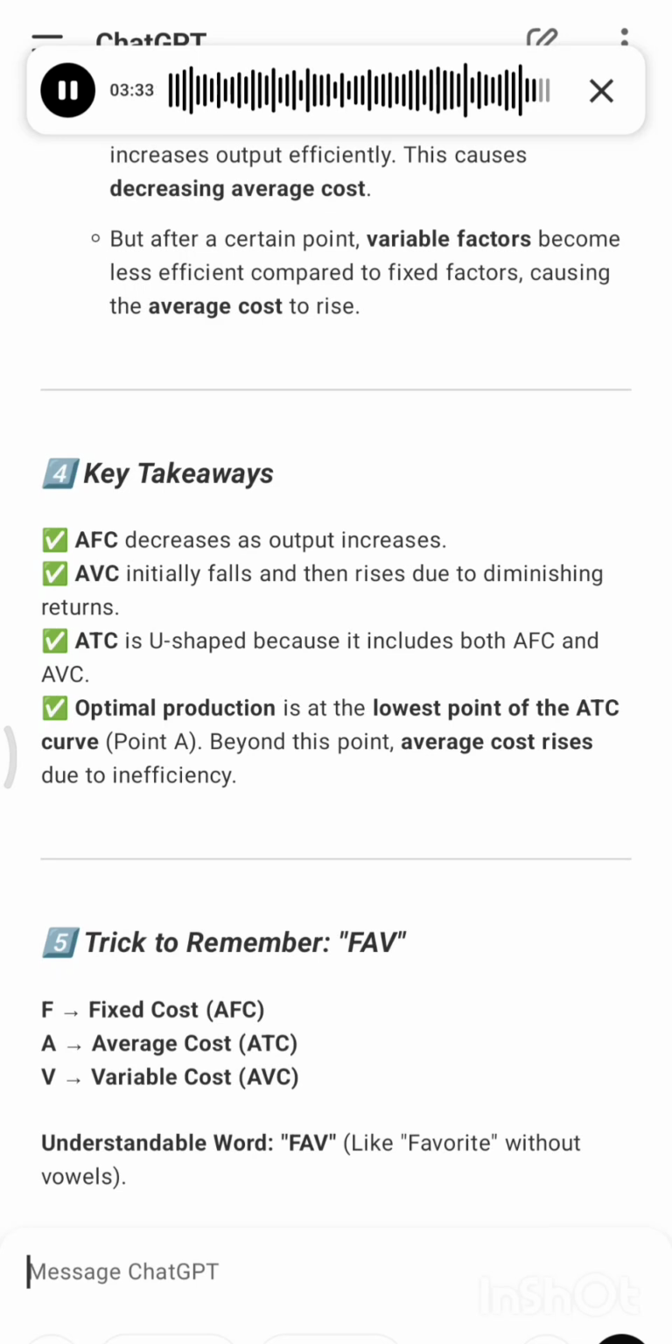5. Trick to remember: FAV. F, fixed cost, AFC. A, average cost, ATC. V, variable cost, AVC. An easy word, like favorite without vowels.